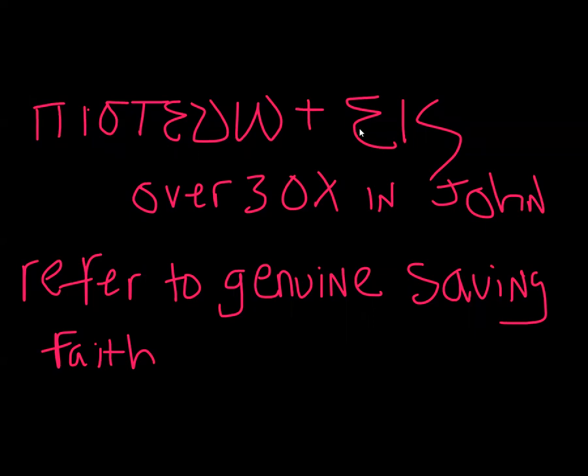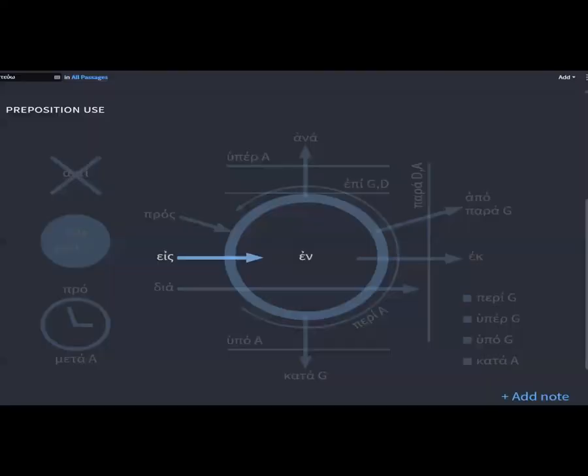So pisteuo plus eis, the preposition, of course, pisteuo is the word for belief, occurs over 30 times in John and refers to genuine saving faith. Okay, that's the assertion of Chay.